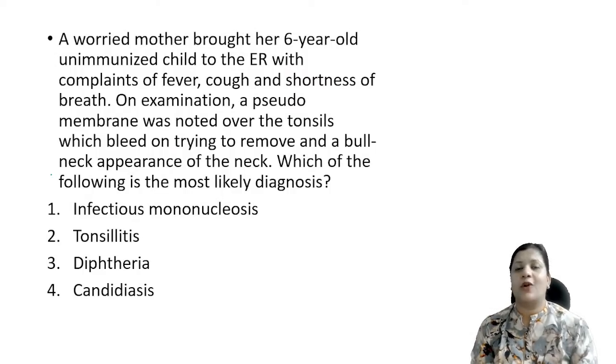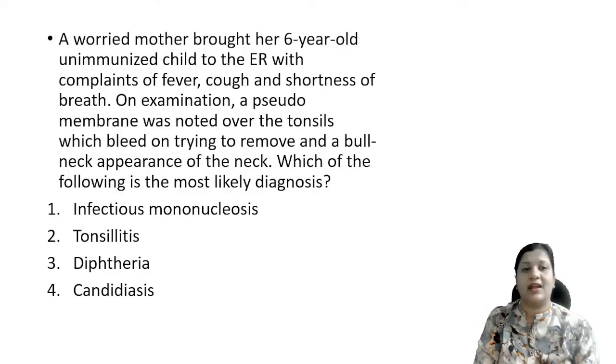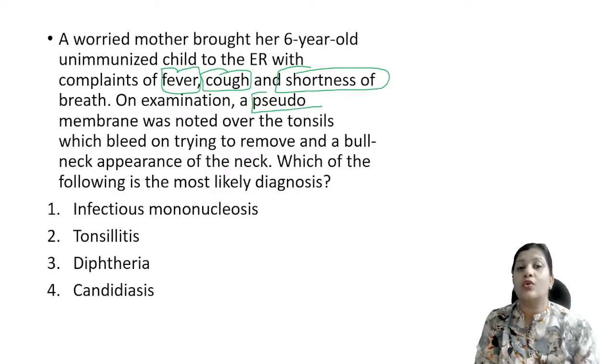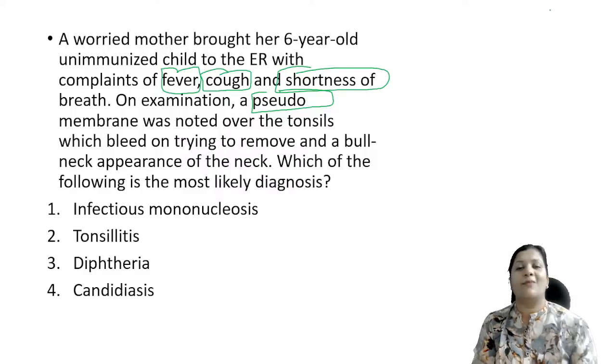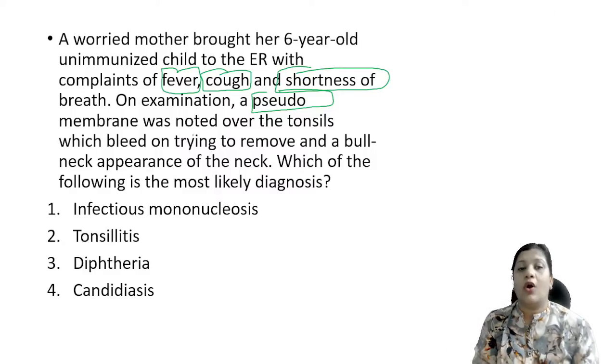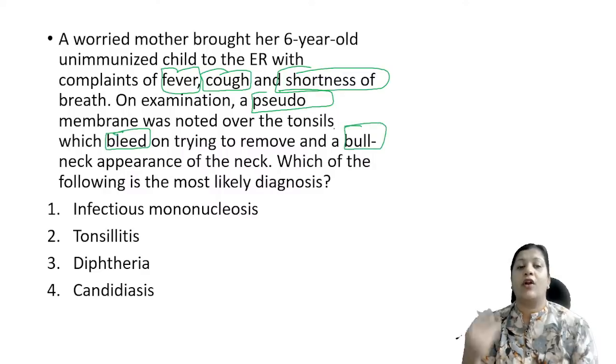A worried mother brought her 6-year-old unimmunized child to the ER with complaints of fever, cough, and shortness of breath. On examination, there is a pseudo membrane. They are giving you the direct hint that there is a pseudo membrane over the tonsil, which on trying to remove is bleeding. So it bleeds on peeling. There is also bull neck. So what do you want more?